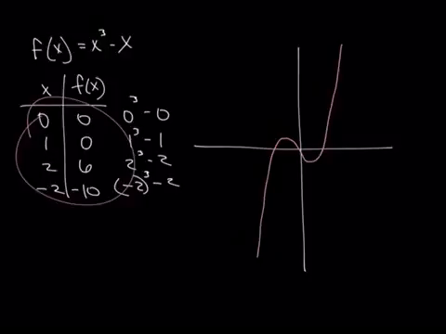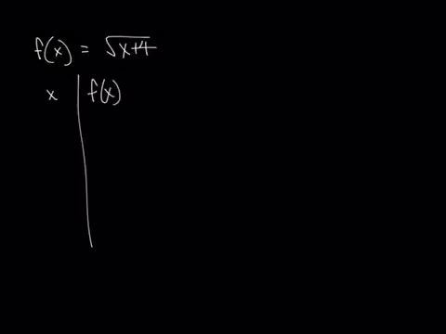So that is, hopefully, what this is going to look like when we do a square root function, because C says f of x equals the square root of x plus 4. So then we do an x, f of x line, and we put 0 in, and we get 2.